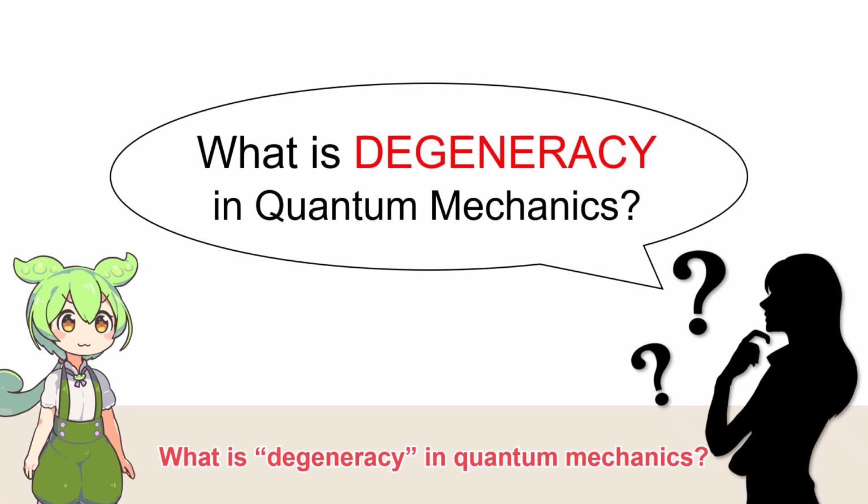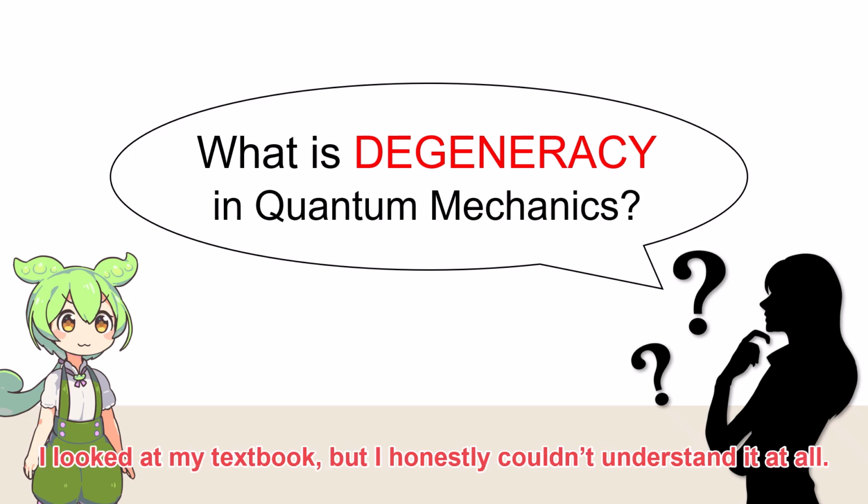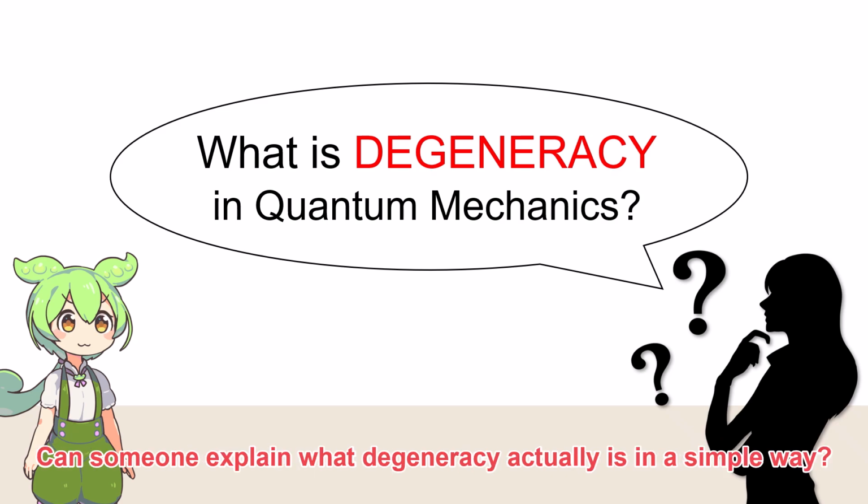What is degeneracy in quantum mechanics? I looked at my textbook, but I honestly couldn't understand it at all. Can someone explain what degeneracy actually is in a simple way?